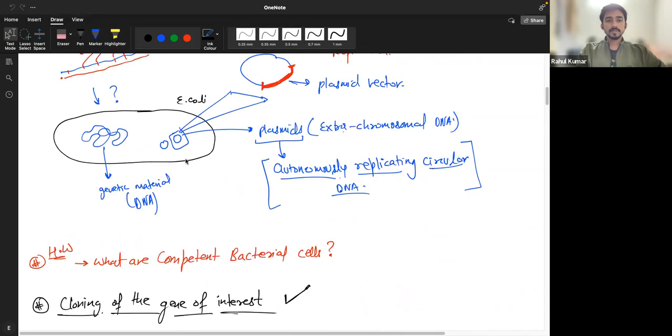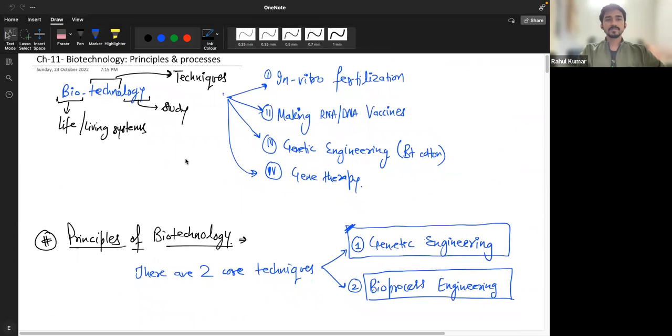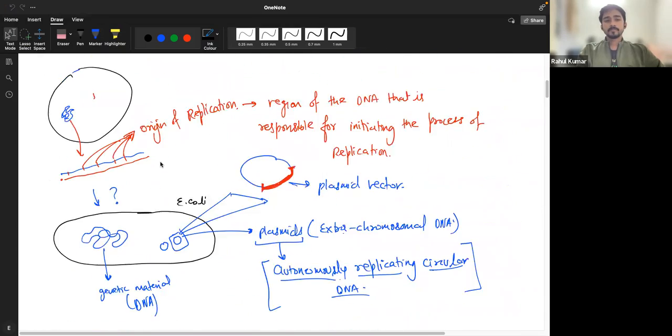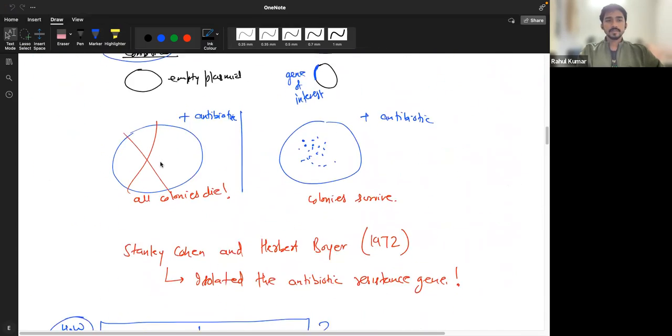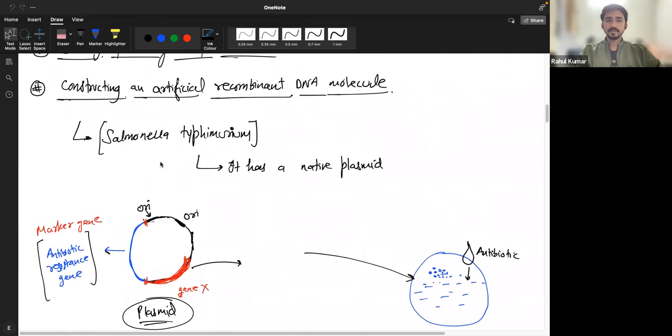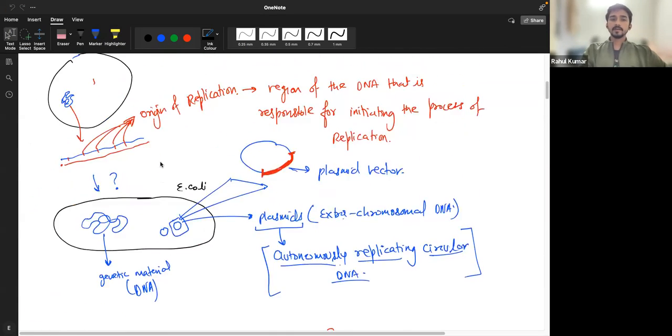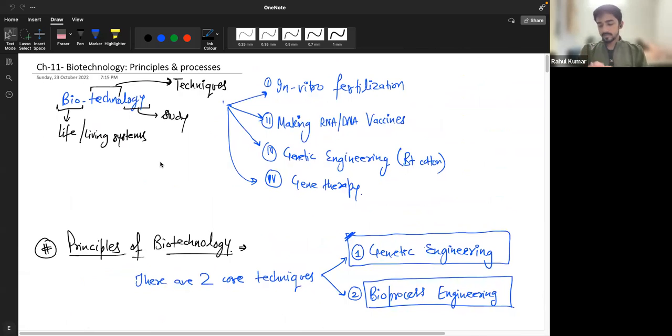Okay, so I think in the last class we started with the principles and processes, and where did we finish? We finished at plasmid, or artificial recombinant DNA construction technology. Anyway, would anyone like to give a quick summary? Would anyone like to volunteer for this? Come on, people, you should volunteer now.